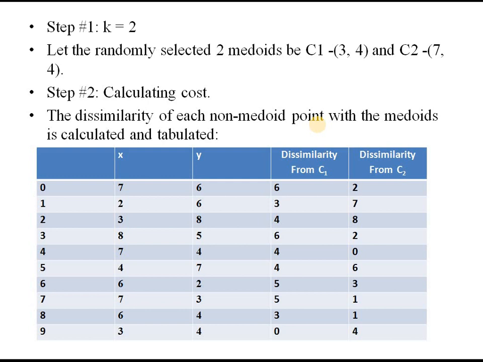Step 1, we choose k equal to 2, meaning the number of clusters we decide on is 2. Let us randomly select 2 medoids: C1, the coordinates 3, 4, and C2, the coordinates 7, 4. Here are the 3, 4 and 7, 4 coordinates. Step 2, calculating the cost. The dissimilarity of each non-medoid point with the medoid is calculated and tabulated.